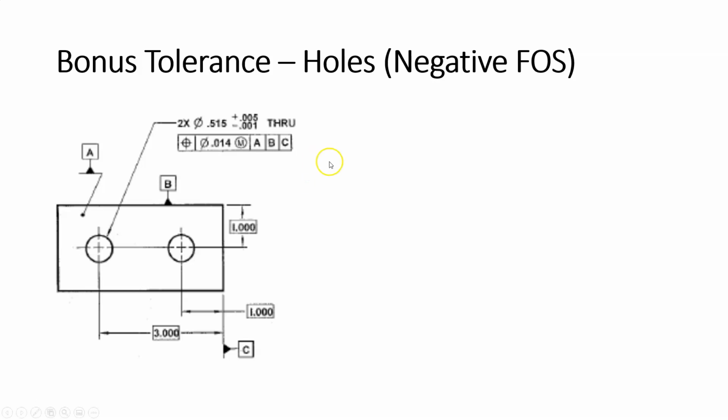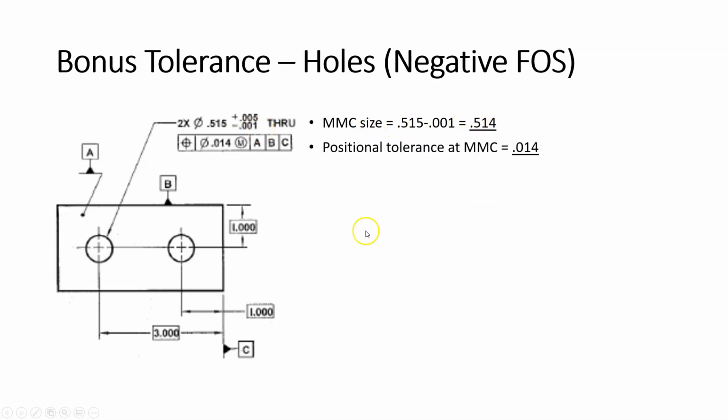All right, so let's go ahead and go through the steps to find the value for bonus tolerance. The first thing we want to do is get down all the givens. Okay, so first, what is the MMC size of these two holes? The MMC size is 0.515 minus 1 thou. It's the smallest hole size, or 0.514. The positional tolerance is given to us right in the feature control frame. The positional tolerance at MMC is 14 thou. And we can calculate the virtual condition. For a negative feature, the virtual condition is the size at MMC, 0.514, minus the positional tolerance at MMC, 14 thou, which gives us a virtual condition of ½ inch.